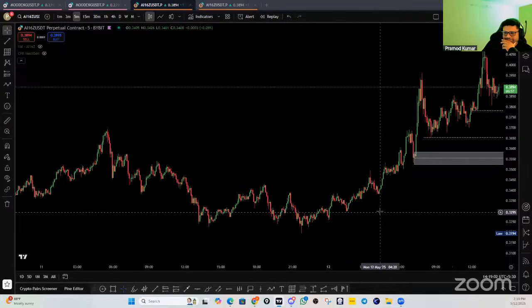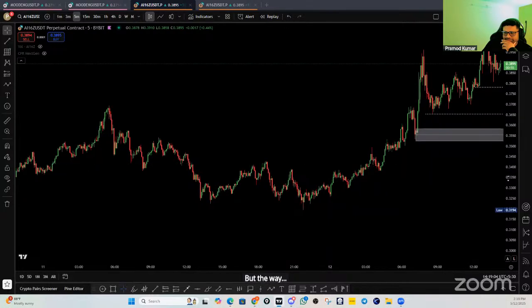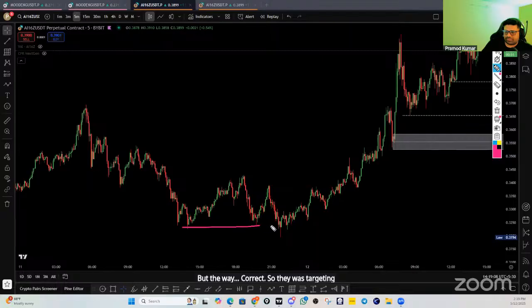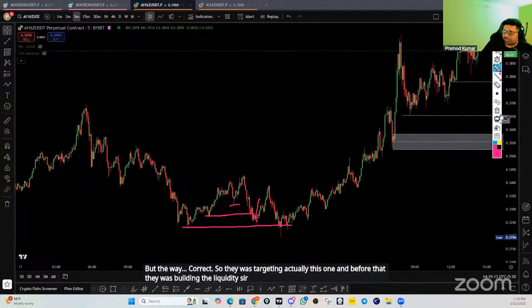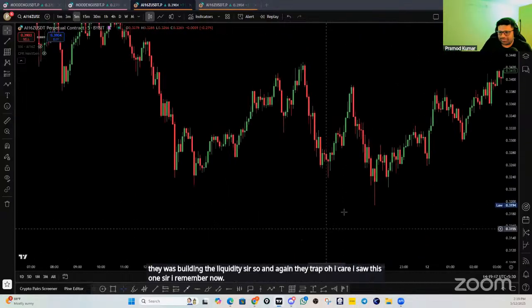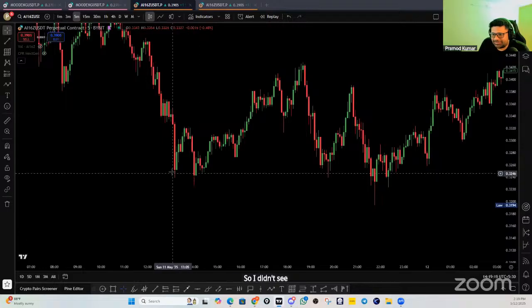Correct. So they were targeting actually this one, and before that they were building the liquidity, sir. And again they trap. Oh, okay. I saw this one, sir. I remember now. So I didn't see this. Okay, I just checked this one.